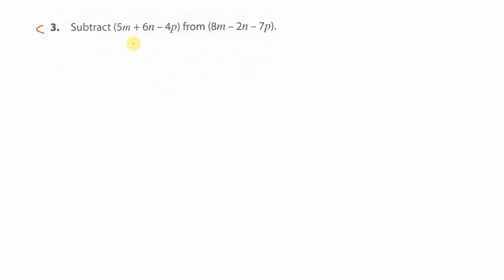Now, number 3 looks complicated. We have to subtract 5m plus 6n minus 4p from 8m minus 2n minus 7p. Now, a strategy to use whenever something looks complicated is just to make it simple. So let's change this to something that we know how to do. That's very easy to do.